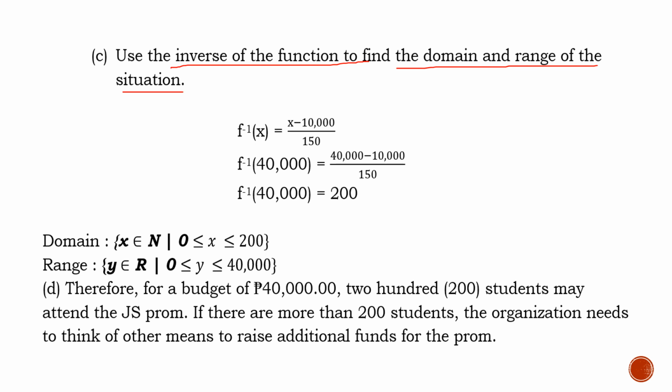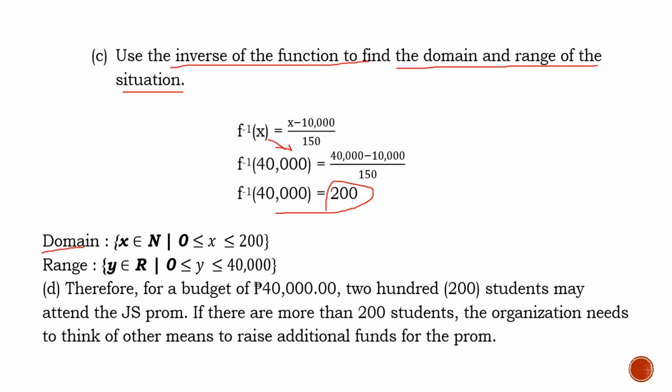Now, if we apply in this case, x now will become 40,000. So we simply substitute 40,000 for your x variable. Then 40,000 minus 10,000 over 150 is now equal to 200. So there's a resulting value now which is equal to 200.